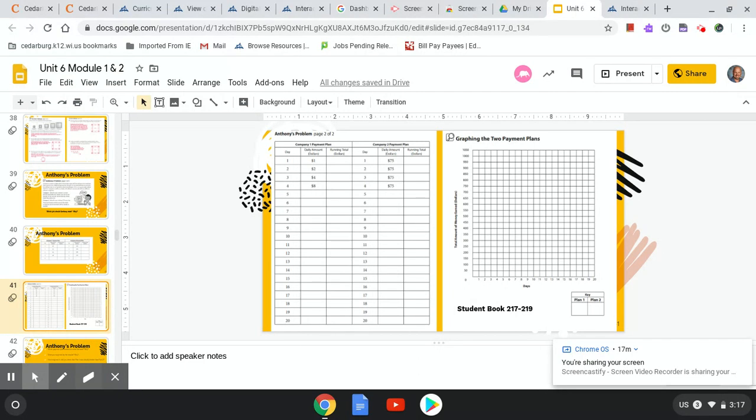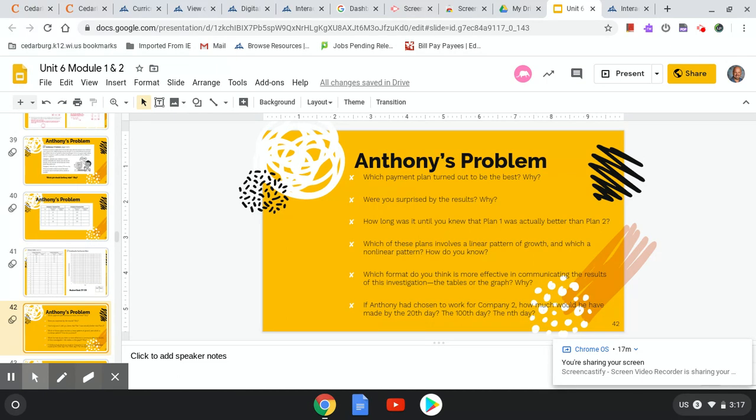All right, so apparently you are all done, and we can go ahead and figure out which one you thought was best. Which payment plan turned out to be the best? Which one do you think? Right, it was plan number 1. Were you surprised by plan number 1?